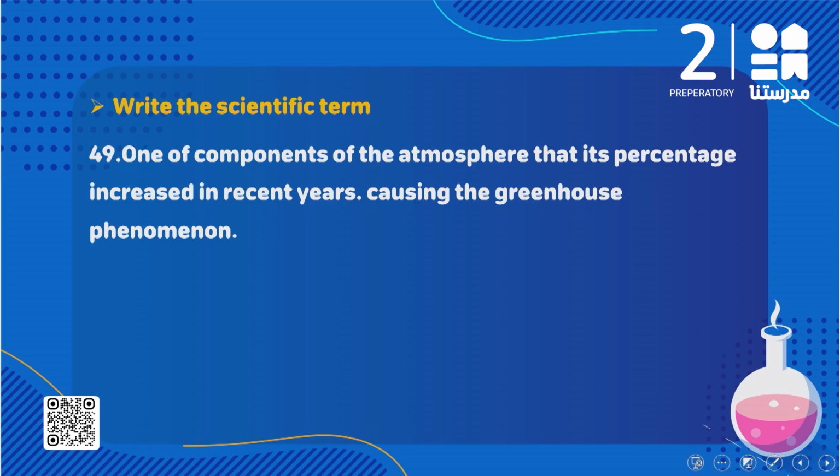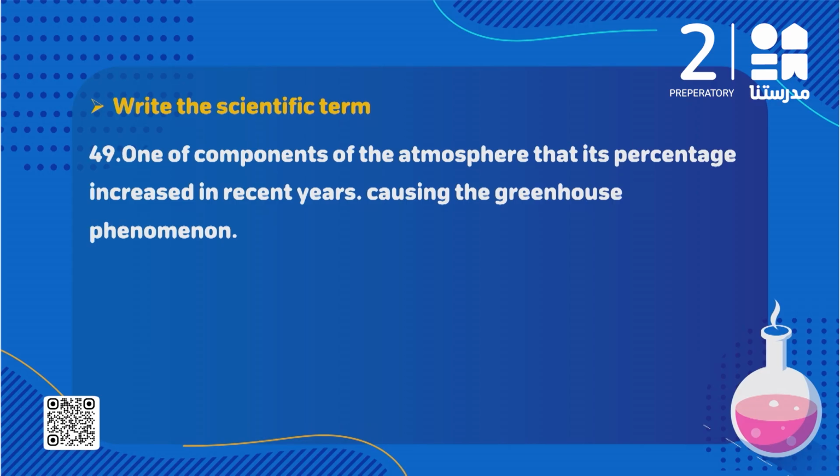طيب, one of the components of the atmosphere that its percentage increased in recent years causing the greenhouse phenomenon. احنا قلنا مين الجاز اللي البرسنتج بتاعته زادت في السنين اللي فاتت دي وبيسبب الجرينهاوس phenomenon. It's called carbon dioxide gas.